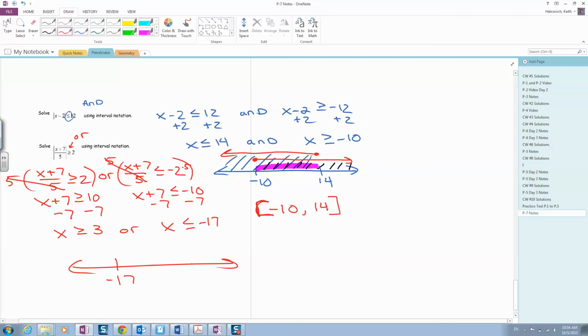Negative 17 is here, 3 is there. So it's less than or equal to, so it's going to go to the left. Greater than or equal to is going to go to the right. Here's your rain. And it's an or, so that means it's going to be less than or equal to negative 17 or greater than or equal to 3.